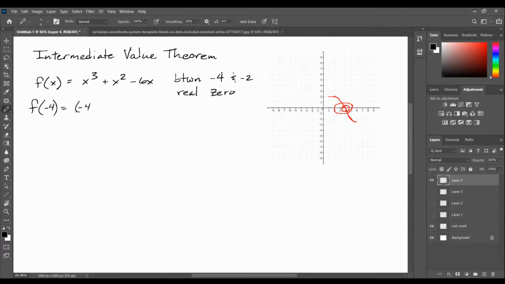So we've got -4 cubed plus -4 squared minus 6 times -4. And -4 cubed is -64. -4 squared is a positive 16. -6 times -4 is a positive 24. So this looks like, let's see, the sum of those two would be 40. And -64 plus 40 is -24.